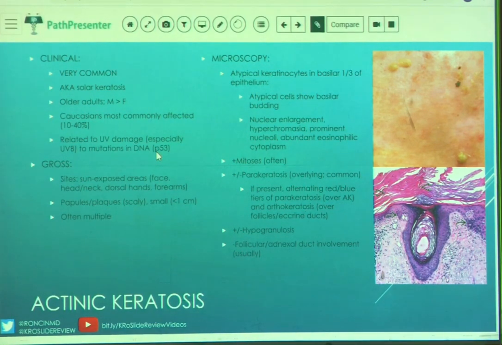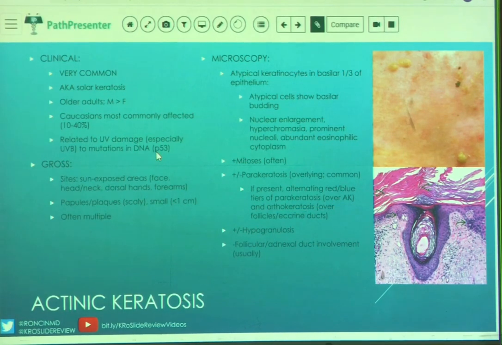There are often mitotic figures, and you may or may not see parakeratosis, but it's relatively common to be overlying the lesion. So if you're not sure if you have actinic keratosis, but you have this one area that looks funny and it has parakeratosis, that's a pretty good sign that you're in the right area. And what you can often see is alternating red-blue layers of parakeratosis, and this creates what is called the checkerboard pattern. You can appreciate it in the bottom photo where you have that very blue area, and then immediately over top of it, it's pink, and it creates this checkerboard pattern.